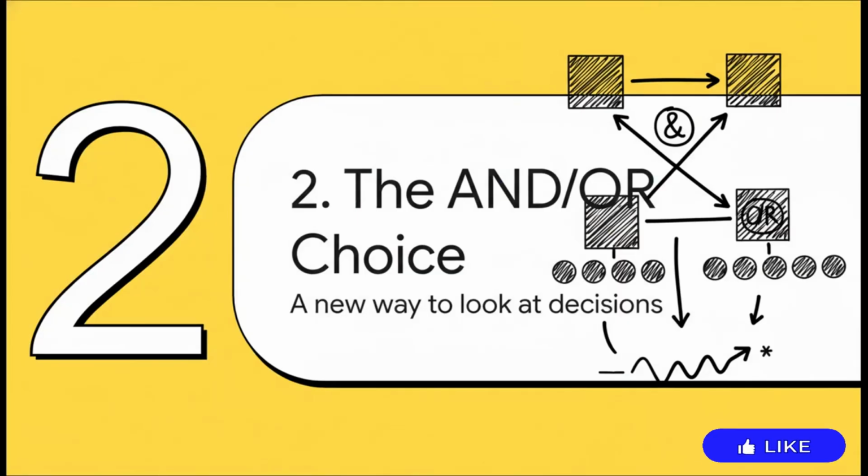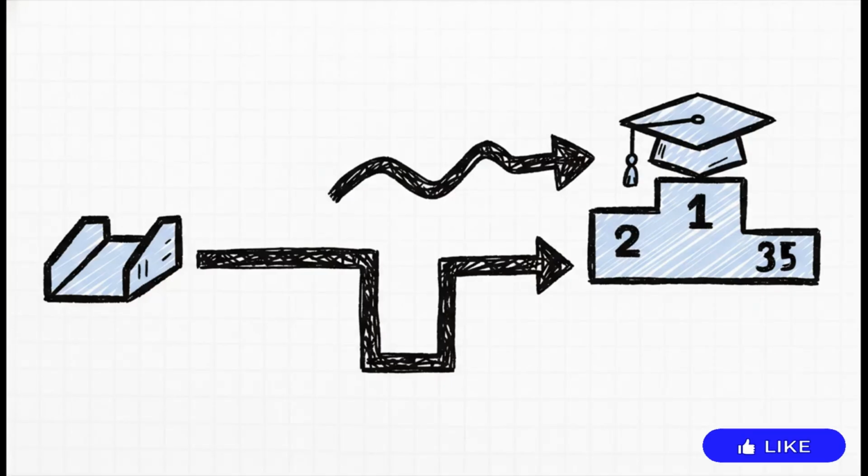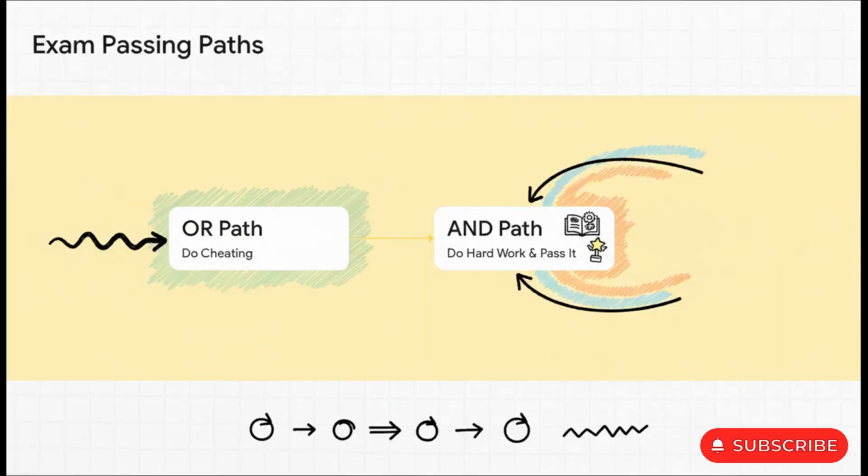Okay, so you've broken the problem down. Great. But now you need a way to map out all those new mini problems and the choices you have. And that brings us to a really special kind of decision map. Let's make this super simple. Imagine your goal is to pass a big exam. How could you pull that off? There are a couple of ways you could go about it, right?